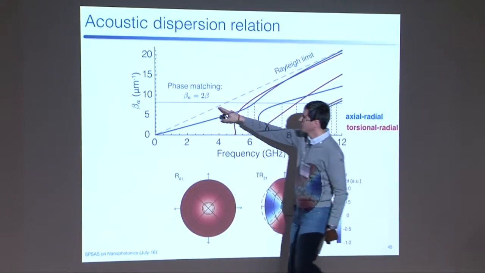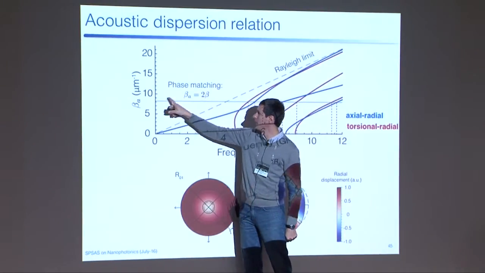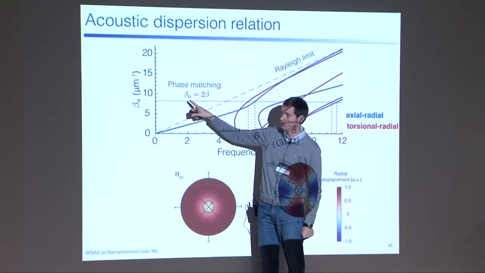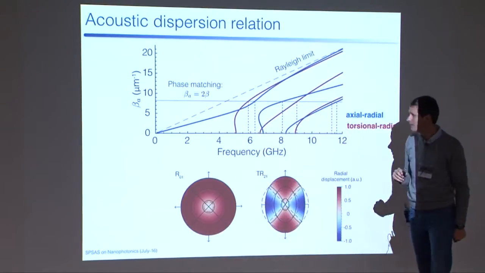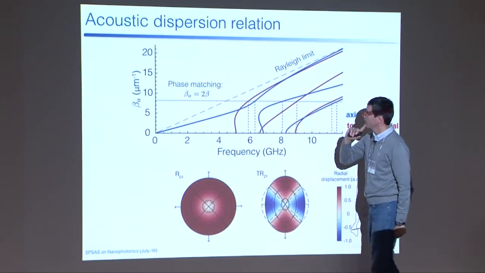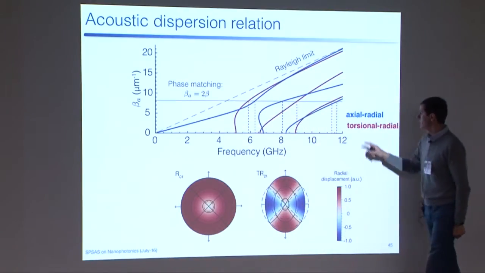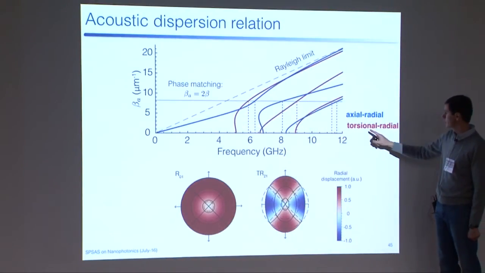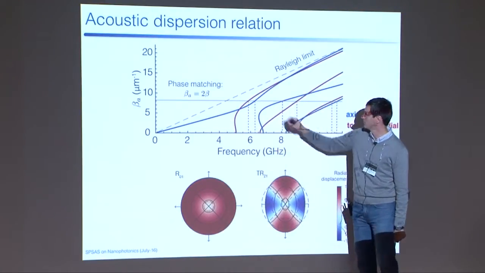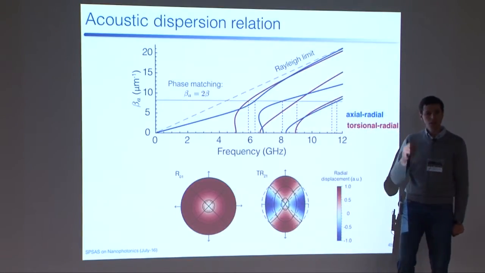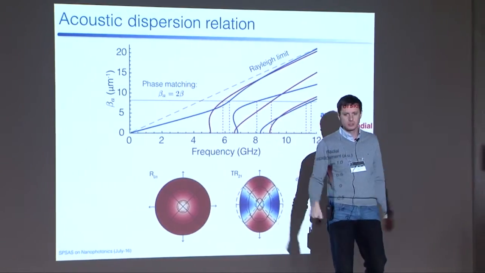And this line shows the phase matching condition. So this is the number that the acoustic wave vector needs to be in order for phase matching to occur, okay? Each line represents a different mode family. So the blue line represents the axial radial modes, and the red line, the torsional radial modes. This is what I mentioned, the R01, this is R02, this is R03. And the number 1, 2, 3 has to do with nodes, sort of how much it varies transversely, right?